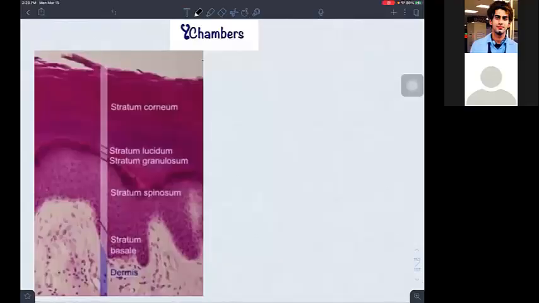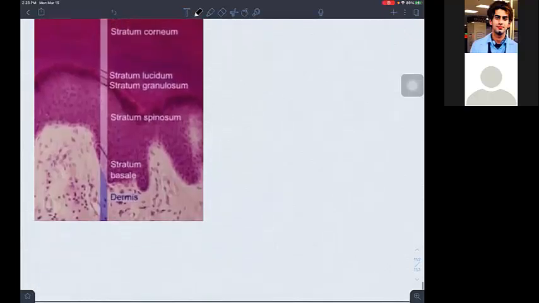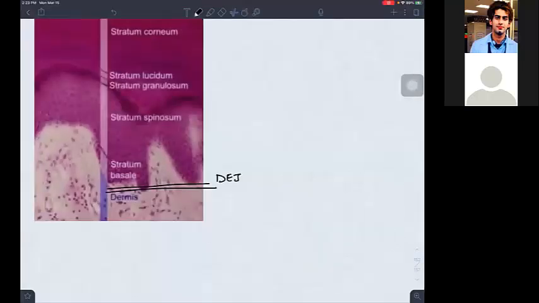So we have talked about this stratum corneum, stratum lucidum, stratum granulosum, stratum spinosum, stratum basale. And after that, we see the dermoepidermal junction, DEJ. So at this DEJ, we are able to see the stratum basale.